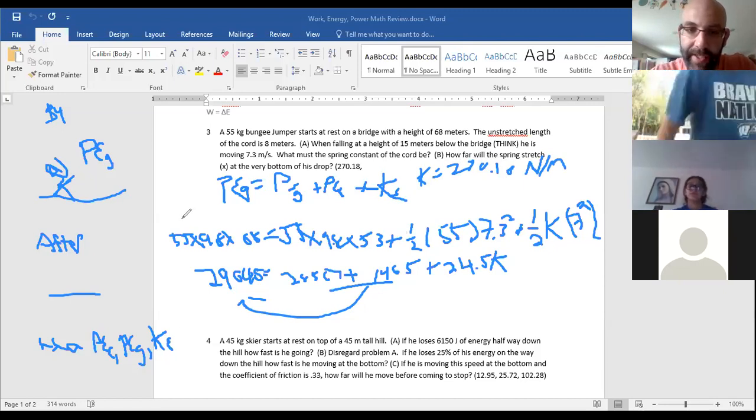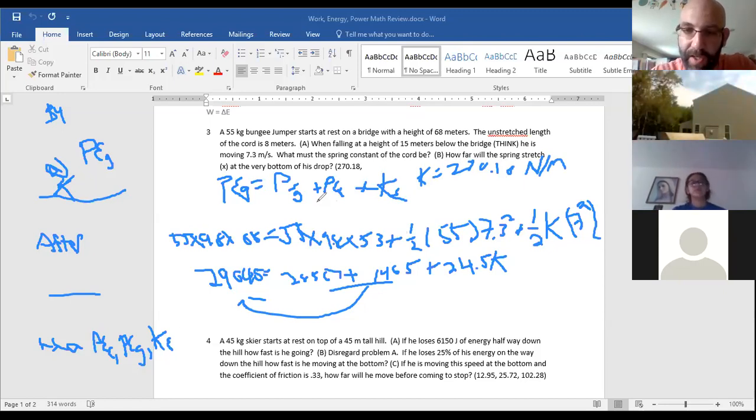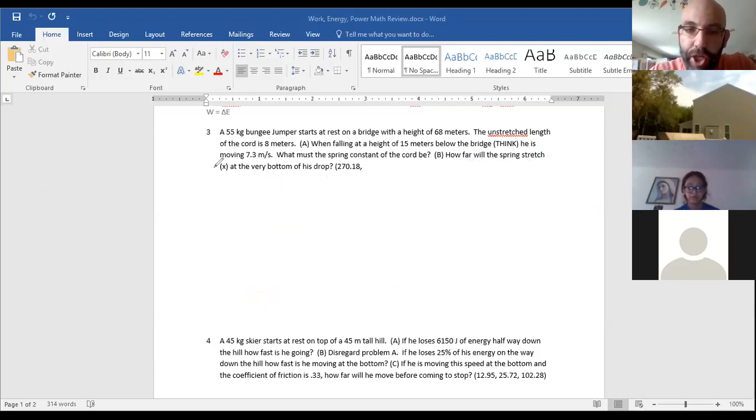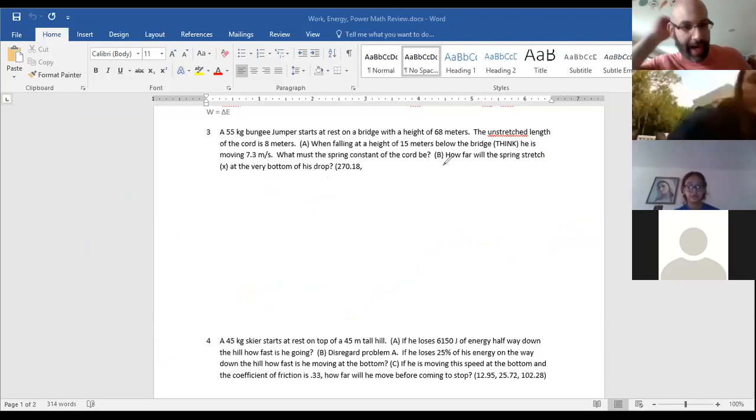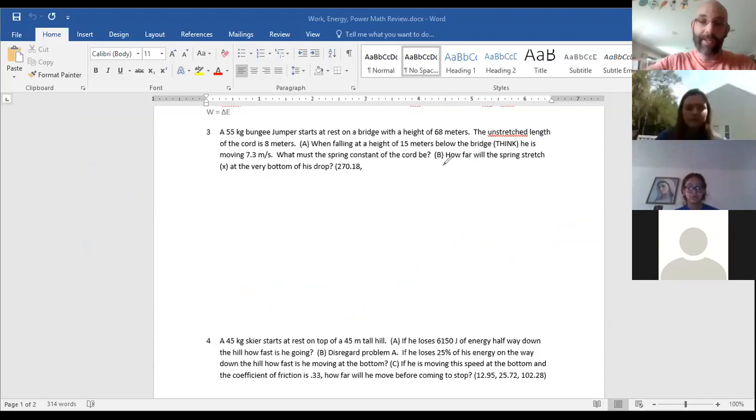Any questions about this first part? Don't worry about part B. You're missing information, I realized afterwards. It's not really possible to solve. So don't worry about part B. So we'll just ignore that part.